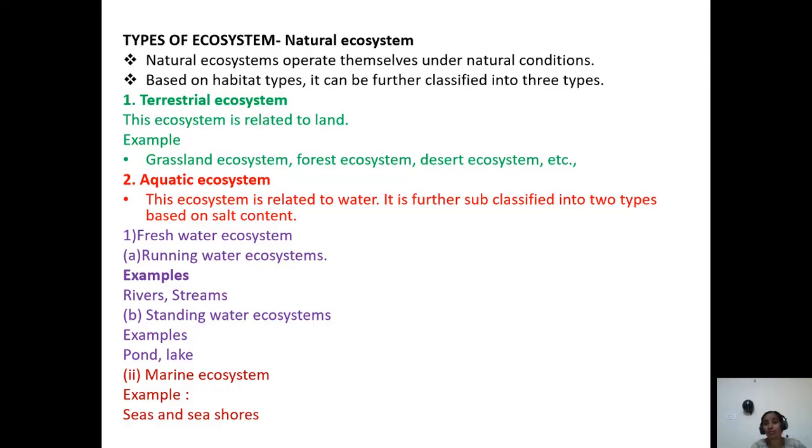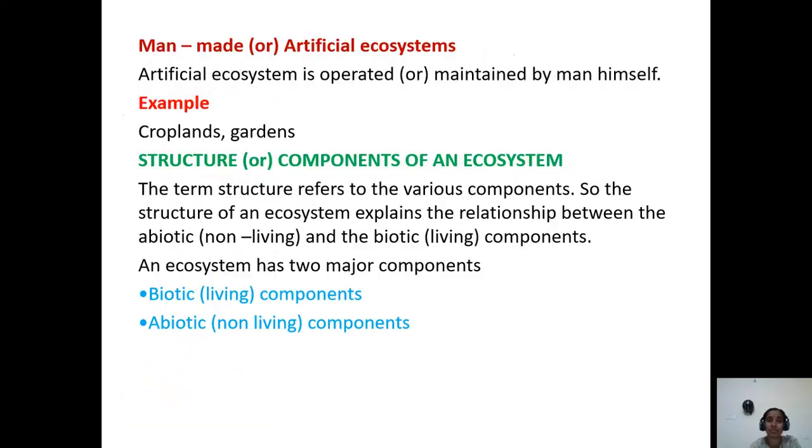Fresh water again has two varieties: lentic ecosystem and lotic ecosystem. Lentic means standing water, pond, lake ecosystem. Lotic means running water ecosystem. Marine ecosystem examples: seas, oceans, estuaries. Artificial ecosystems examples: cropland and gardens.